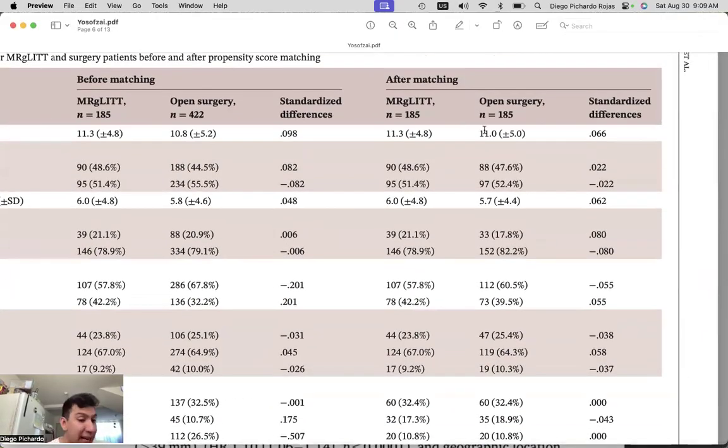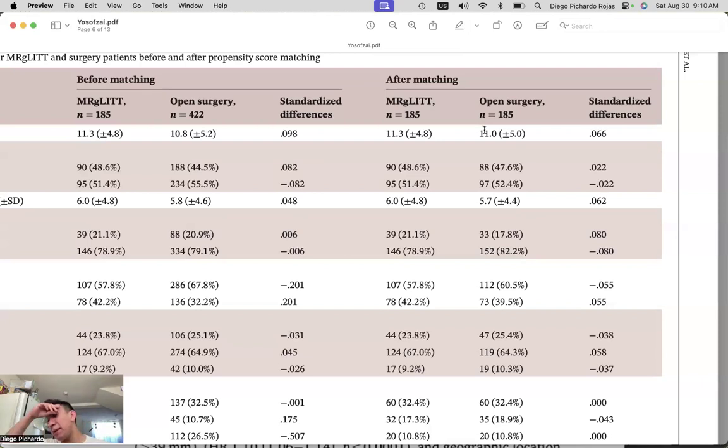So the point of matching is that they also call it pseudo, or false, randomization. So pseudo randomization is the same as matching. At the end, matching is the best thing that we can do in a cohort study to make the characteristics similar.